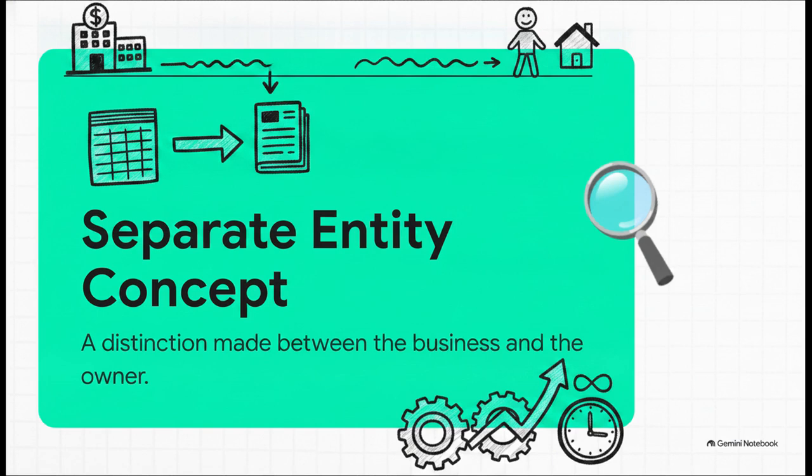Second is the going concern concept. This rule dictates that we record financial data assuming the business is going to operate indefinitely into the future, rather than packing up and liquidating tomorrow.